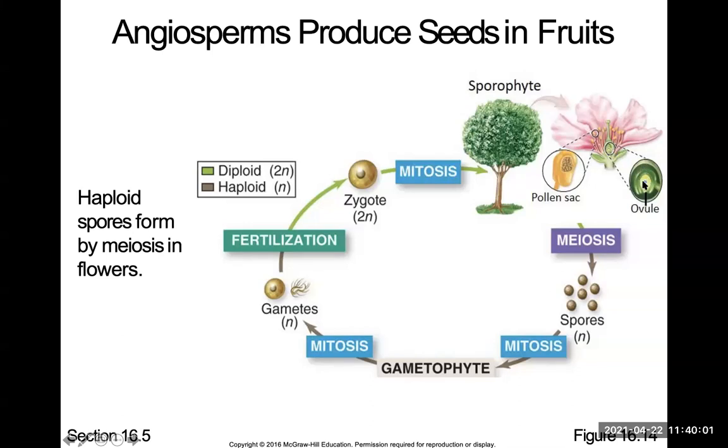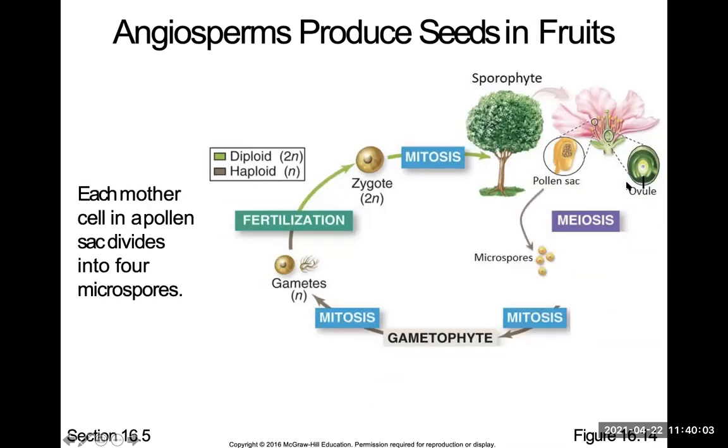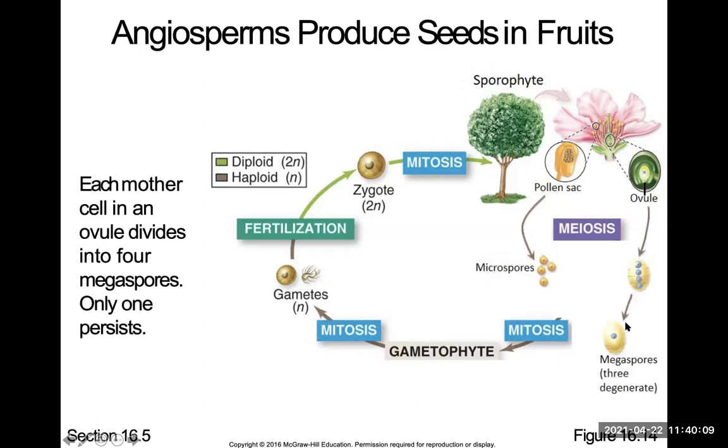That's the female part. So in this flower, the pollen is microspores, same thing as gymnosperms, that's what we call them. The ovule is called megaspores. This flower has both male and female parts. There are flowers that have only male parts. There are flowers that have only female parts. So it divides into these megaspores. Usually just one megaspore remains. It usually makes 4.